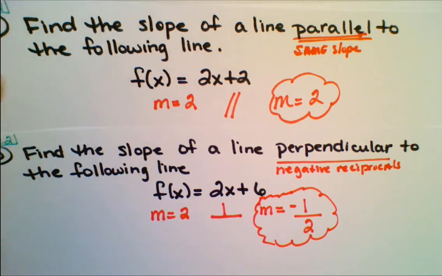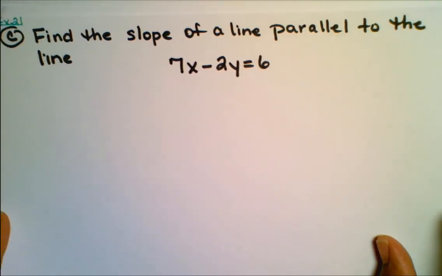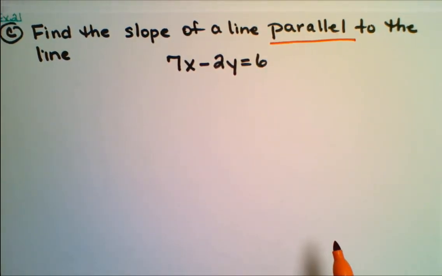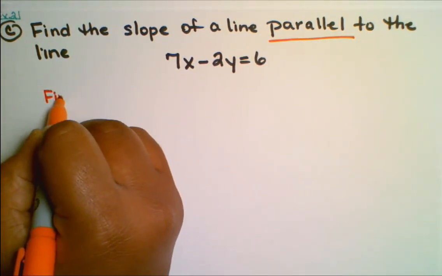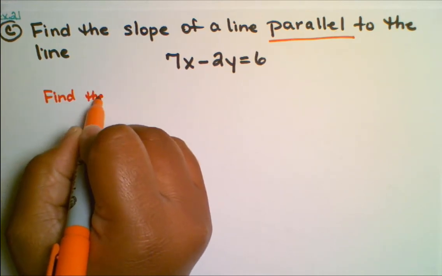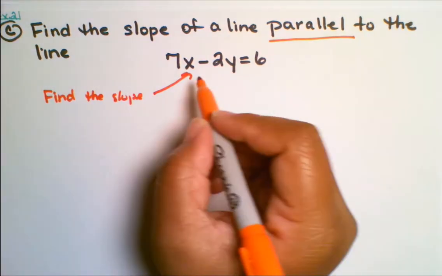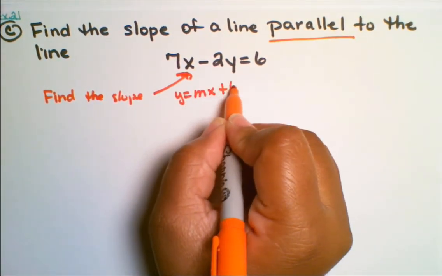Next example. Find the slope of a line parallel to the line 7x minus 2y is equal to 6. So we first need to find the slope of this line. So what we're going to have to do is solve for y, write our equation in slope-intercept form.